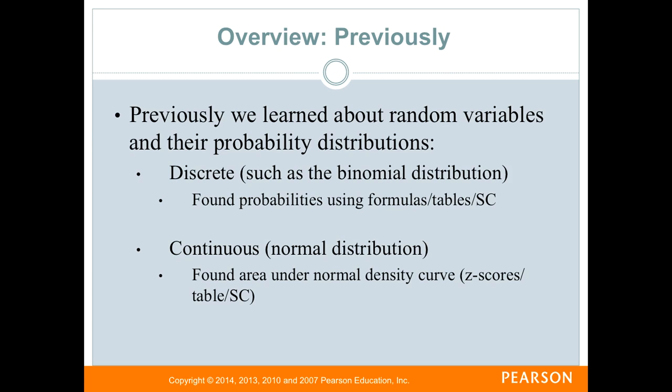So just a quick overview of what we've done previously and how it relates to the stuff that we're doing this week. Previously we learned about random variables and their probability distributions. We talked about discrete random variables like the binomial distribution, and we found probabilities using formulas, tables, and StatCrunch. We also learned about continuous probability distributions like the normal distribution, and we found the areas under the normal density curve using a combination of z-scores and then looking up the values on the table or using StatCrunch.